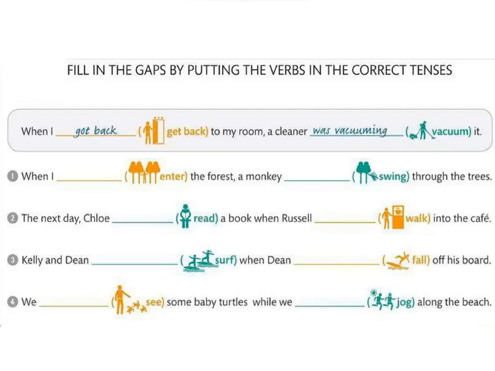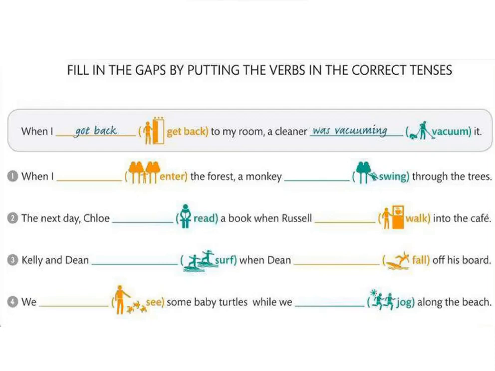Number 1. When I entered the forest, a monkey was swinging through the trees. Was swinging, meaning it was moving back and forth. Number 2, the next day, Chloe was reading a book when Russell walked into the cafe. Reading is not like to walk. Entering the cafe doesn't take time like reading.